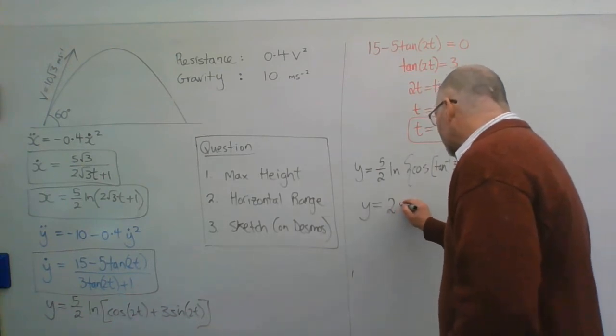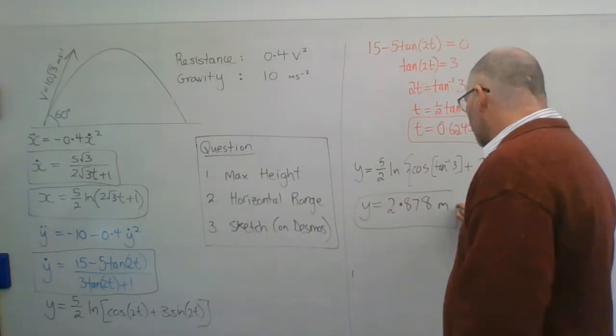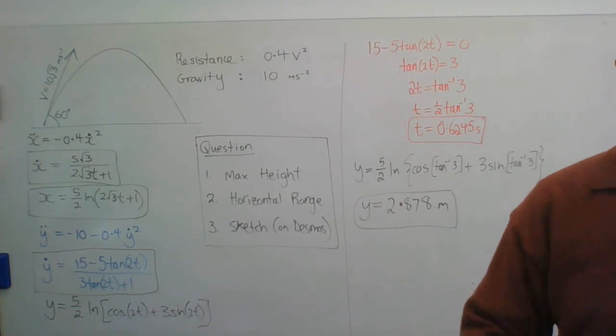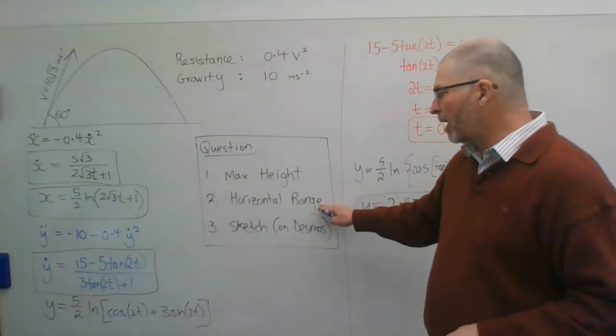and the maximum height turns out to be 2.878 metres. So it gets about 2.8 metres high. All right, now we're interested in the horizontal range.